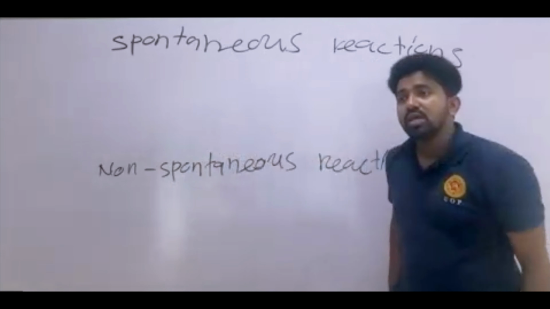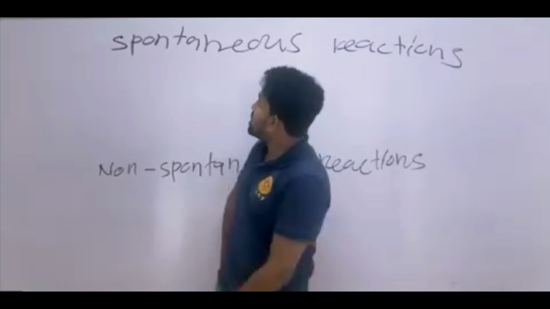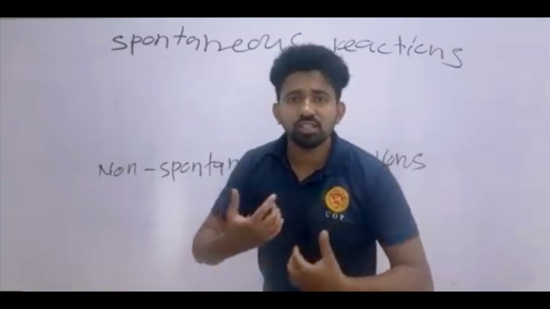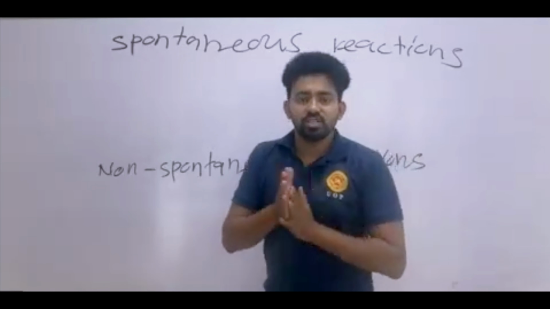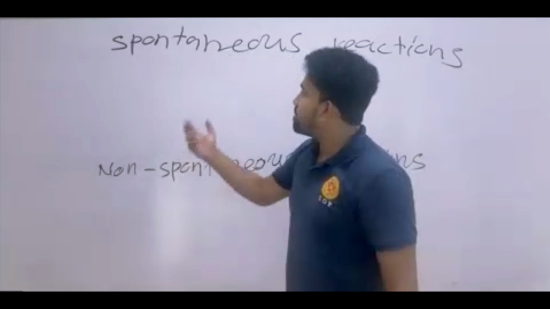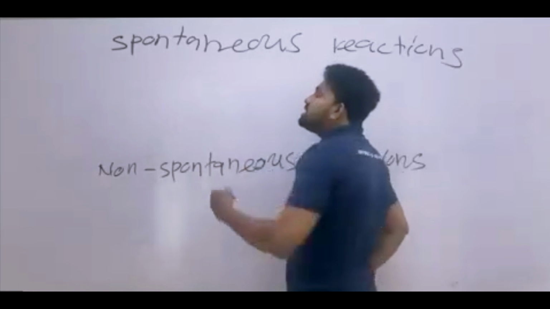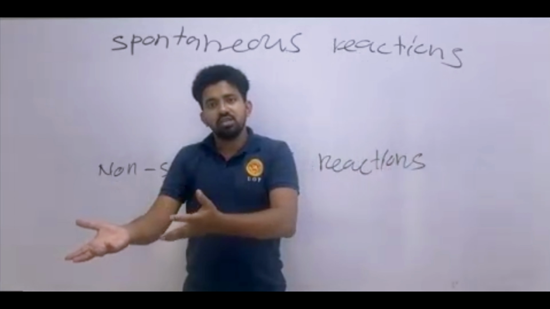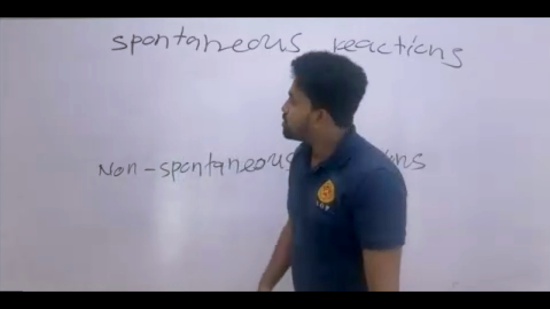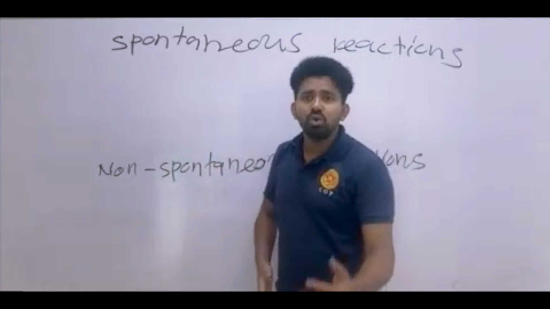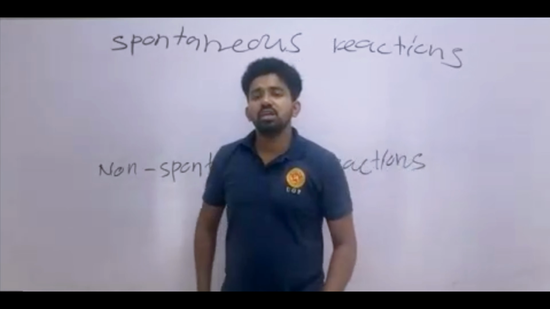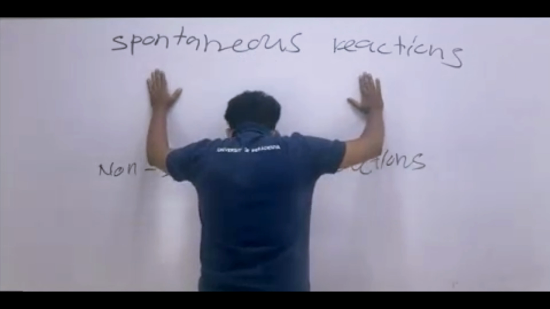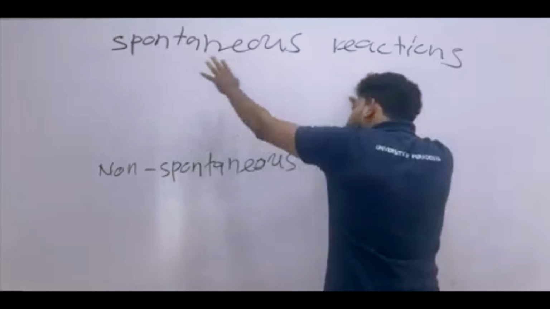Normally, the reactions that occur in biological systems are spontaneous reactions. Most of the reactions in biological systems are spontaneous. Ice melting, for example: if we keep some ice at room temperature, it will melt. We do not need to give any energy for the reaction to occur. It will happen naturally, automatically. So spontaneous reactions do not require any energy to occur at normal conditions.